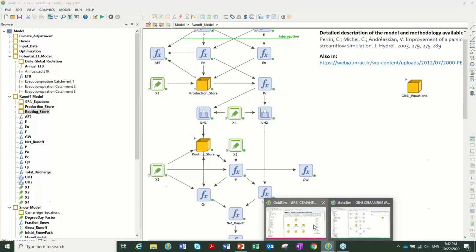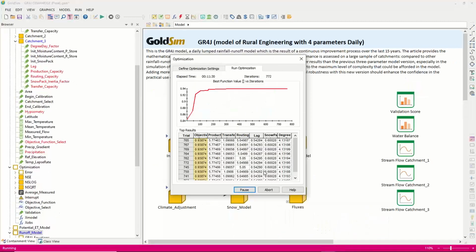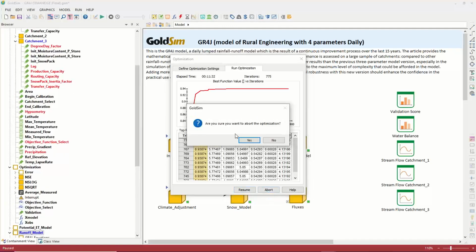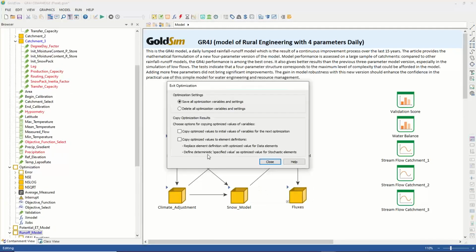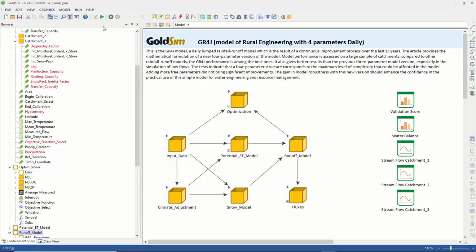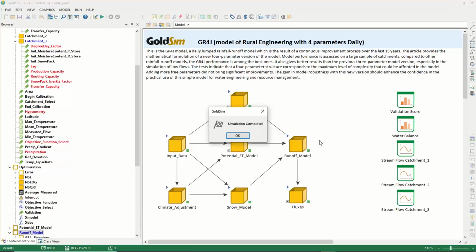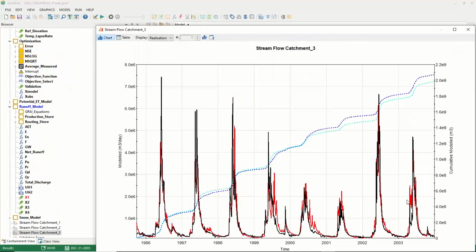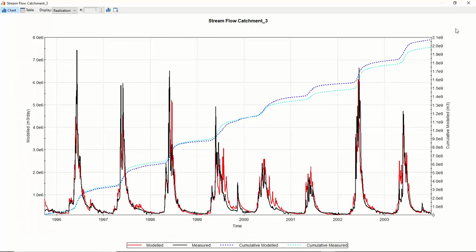So I'm just going to come back here and stop. I think my calibration here has stabilized, so I'm just going to close, and then copy optimized value to element definition, and run that again. And there you go. Now I have my Fording River catchment, which is calibrated for the recession and low flow periods. Just a reminder that I did calibrate on 3 years. So I think that it's pretty good.